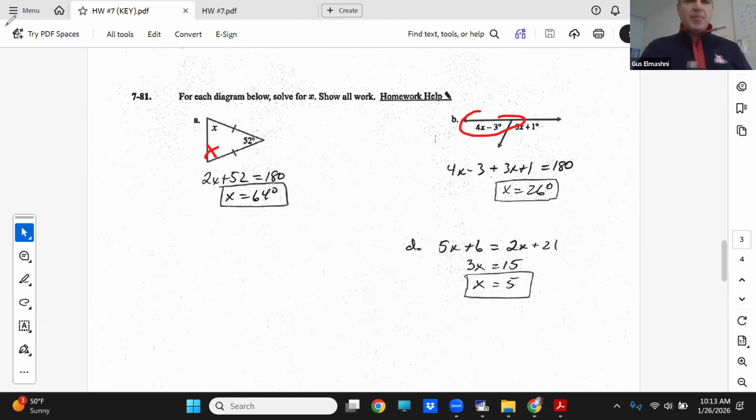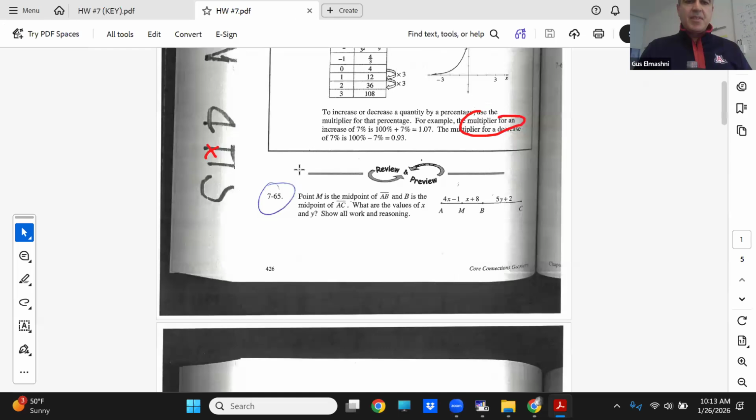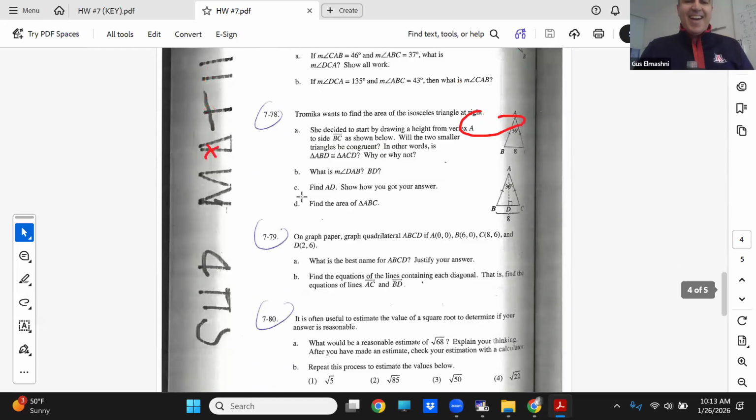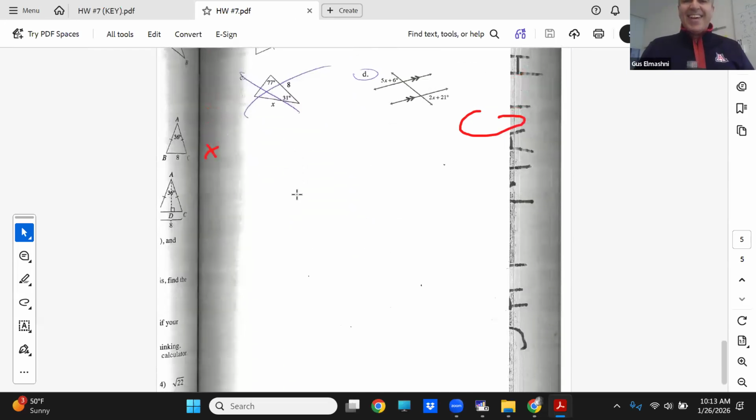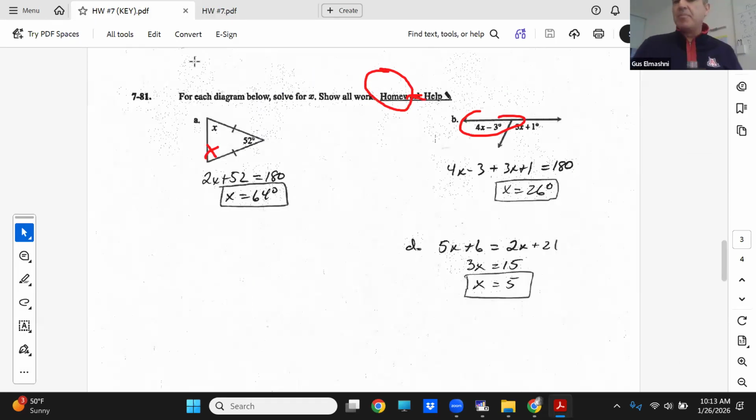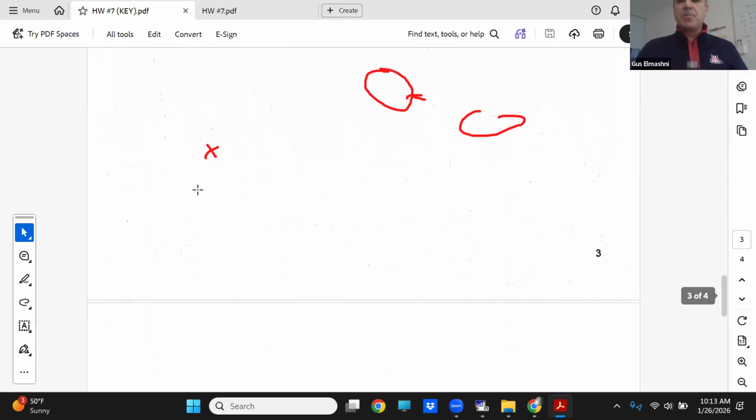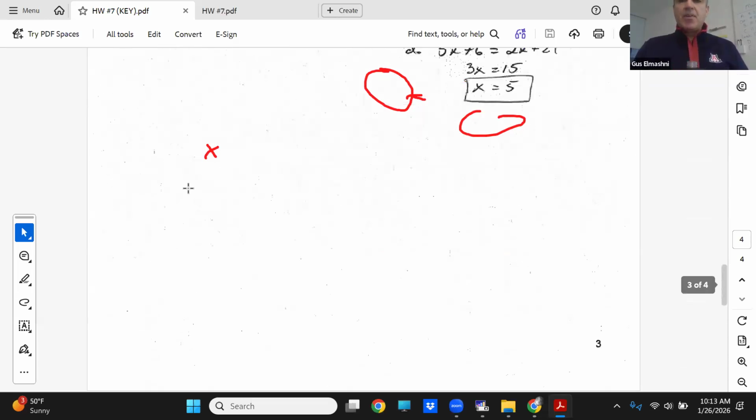And lastly for D, this is also 2x plus 21, and since those are corresponding angles, they're equal to each other, and you should be able to solve for x just fine. So just knowing relationships. Okay, cool.